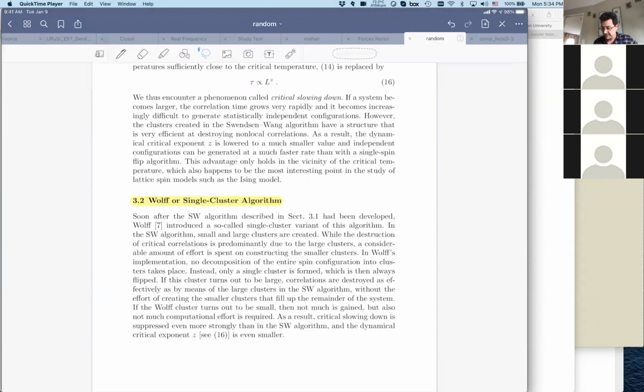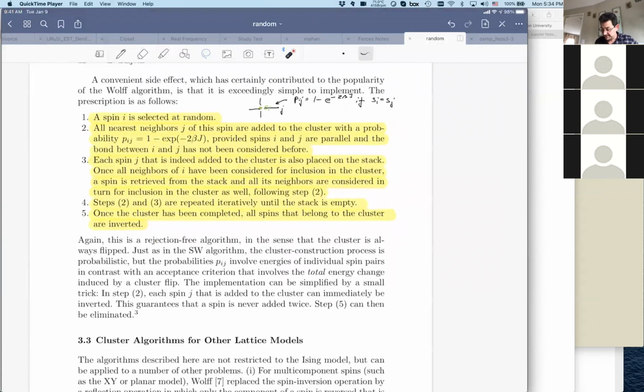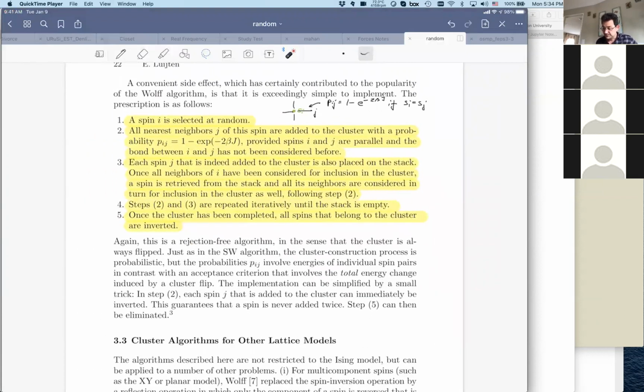So here's the description of Wolff's algorithm. What we do is the following. Instead of flipping a single spin as in the Metropolis that we implemented just now, we are flipping an entire cluster. Now, what's the cluster? The cluster is almost a domain wall, but not quite. So let me explain how we create a cluster in Wolff's algorithm.